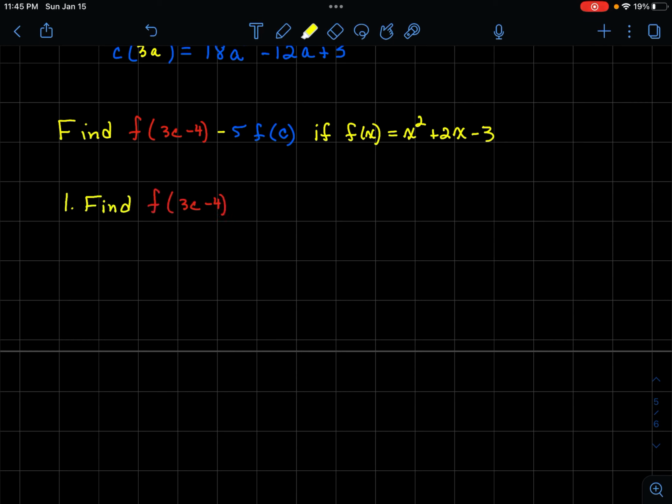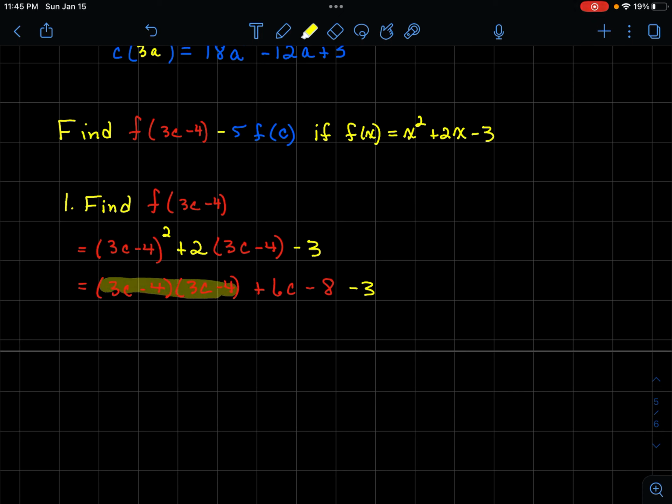So first, let's find, well, just the red part: what is f of 3c minus 4? Well, given our function, f of x equal to x squared plus 2x minus 3, I'm going to start with the x's. I'm going to leave open parentheses so I know what to plug into it. What's going into those parentheses? It's the 3c minus 4. And if you remember, an exponent means let's take the base times itself this many times, which will give us 3c minus 4 times 3c minus 4.